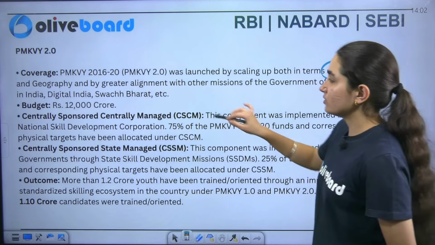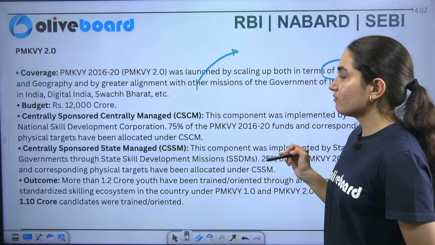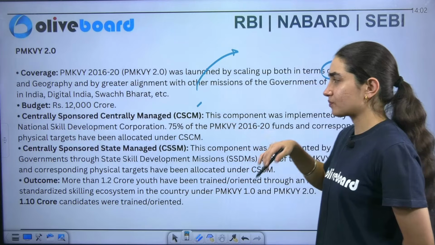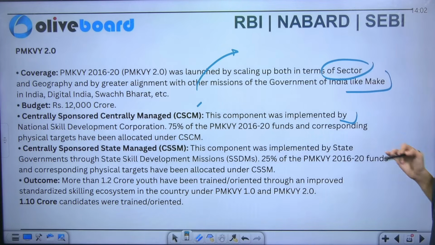So there was an integration, there was an expansion of it. Okay, budget allocation kya tha? That was 12,000 crore, and along with that, central sponsored, centrally managed tha. This component was implemented by the NSDC only. 75% of the Kaushal Vikas Yojana 2016-2020 funds and corresponding physical targets have been allocated under this particular NCSM, which is central sponsored, central management.